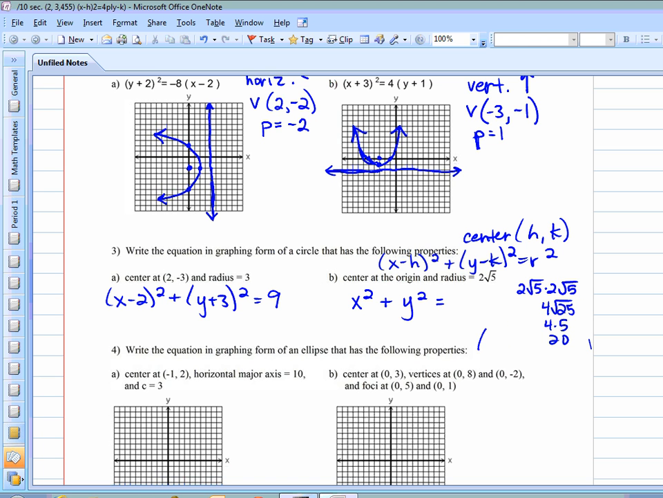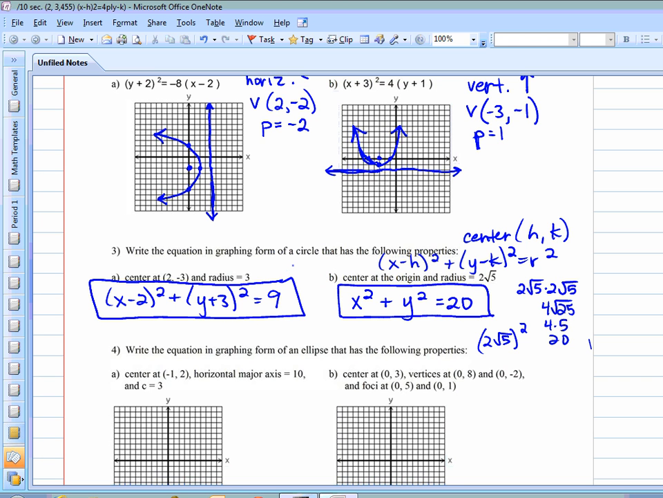Or I can type it into the calculator with parentheses and the squared on the outside of it. So as long as I type it correctly, then the calculator will work for me. But if I didn't put the parentheses around the whole thing, the whole 2 square root of 5, then it won't give me the correct answer.